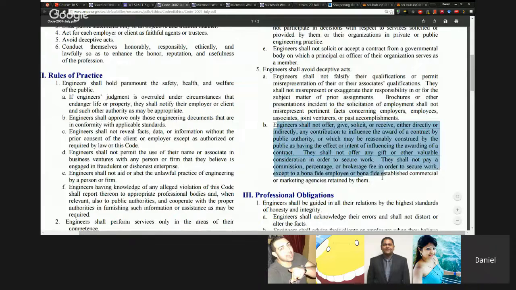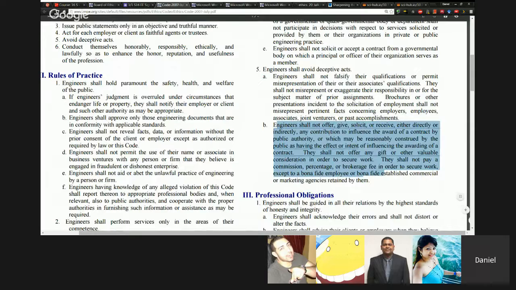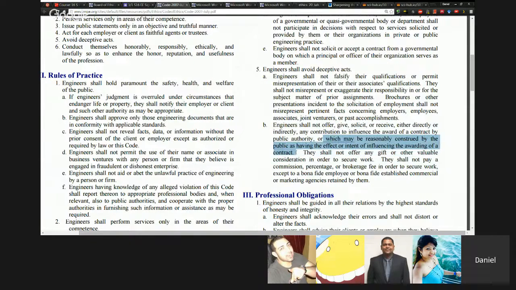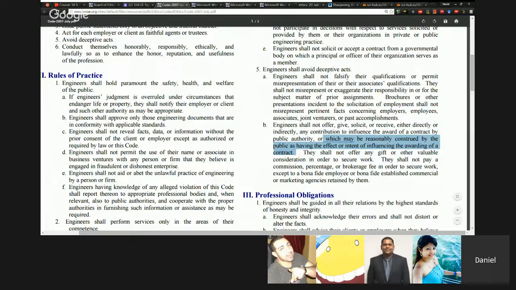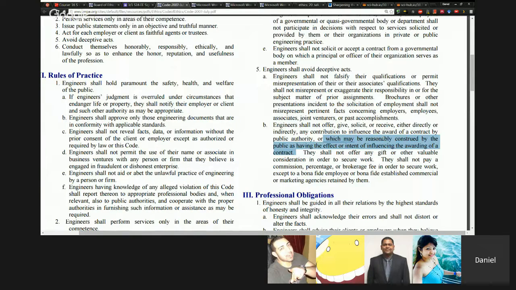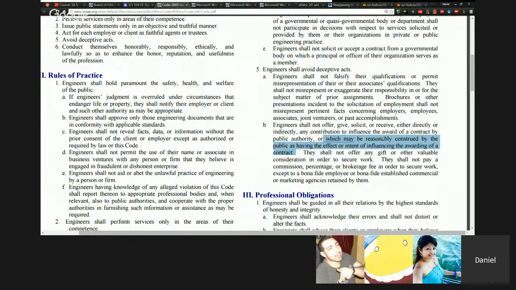Engineers should not give, solicit, or receive, either directly or indirectly, any contribution to influence the award of a contract by a public authority, or which may be reasonably construed by the public as having the effect or intent of influencing the awarding of a contract. This is the point I was making earlier, that even if you're doing the right thing, if it's reasonably construed by the public as doing the wrong thing, then that's also a violation of the code. Even if you're within the legal guidelines, the appearance of wrongdoing is enough to be a violation of this code.